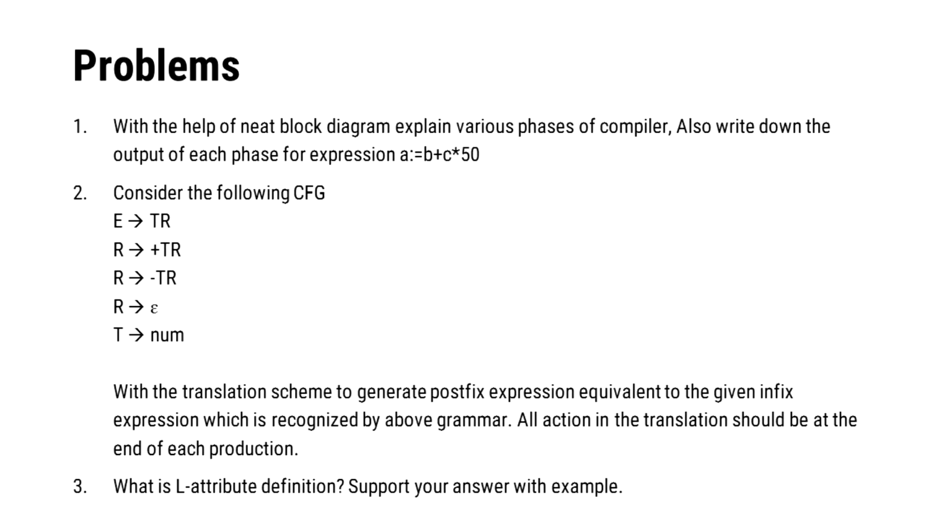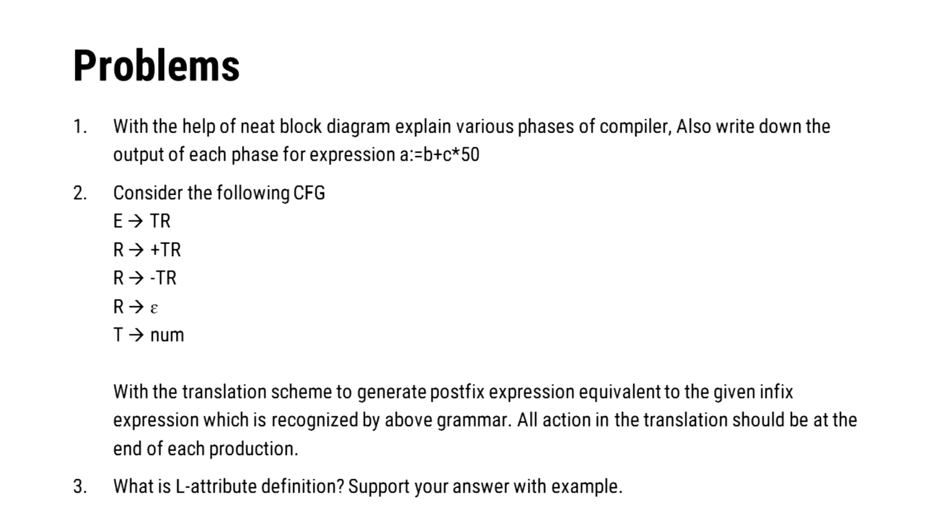This assignment totally has 3 problems, and the first one is, with the help of a neat block diagram, explain various phases of compiler. Also write down the output of each phase for the expression a = b + c * 50. So in this problem, I am going to describe each and every phase of the compiler using this example expression a = b + c * 50.